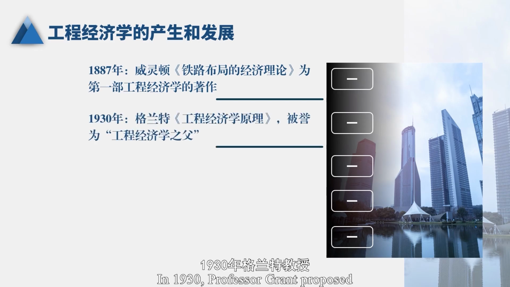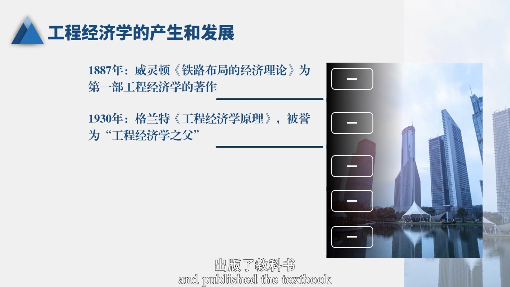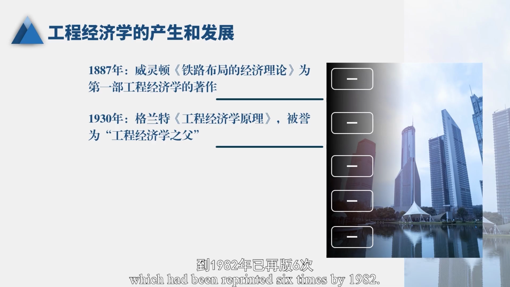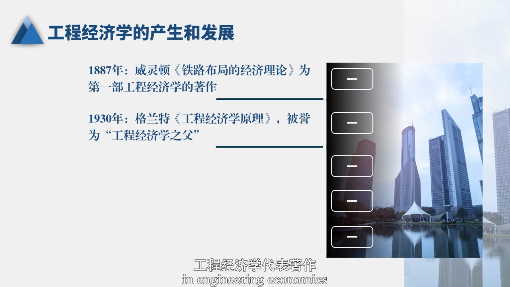In 1930, Professor Grant proposed evaluation criteria for engineering projects and published the textbook Principles of Engineering Economics, which had been reprinted 6 times by 1982. This book is a recognized representative work in engineering economics and has earned him the title of Father of Engineering Economics. Next, let's continue with the development of engineering economics.